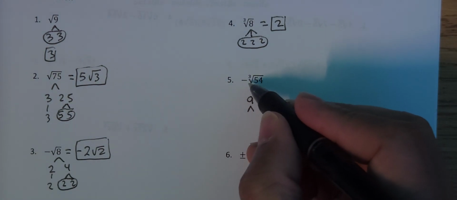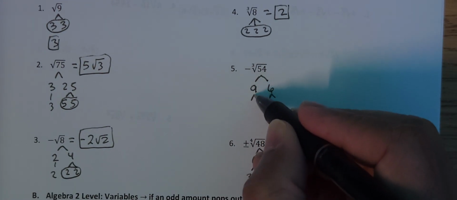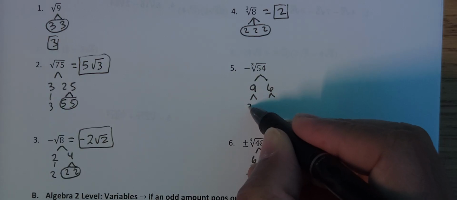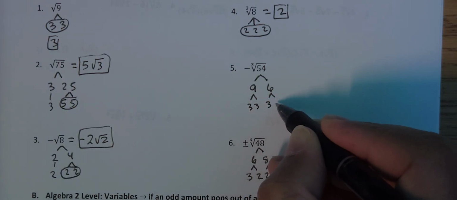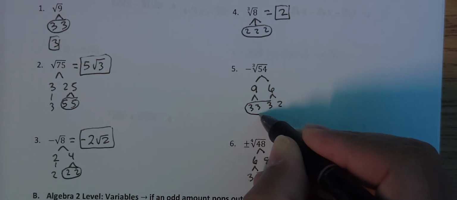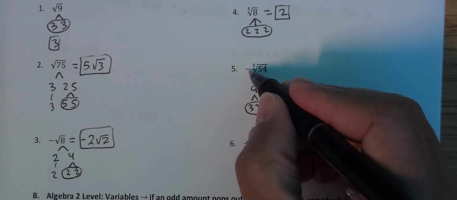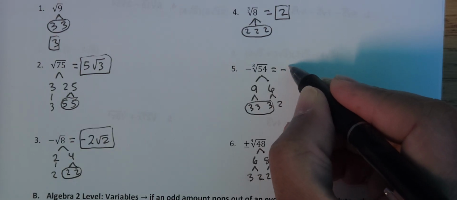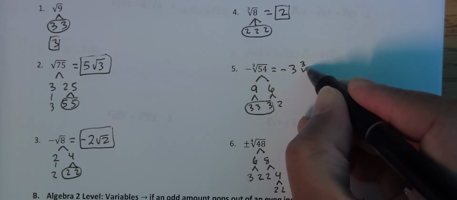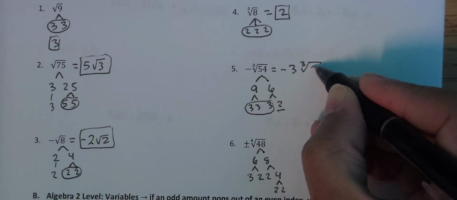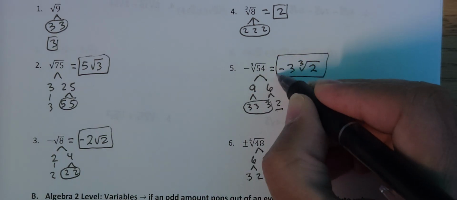Okay, next one, negative cube root of 54. 54 is the same as 9 times 6, but 9 is the same as 3 times 3, and 6 is the same as 3 times 2. Since we have three 3's, we can take a 3 out, but let's not forget that we have a negative outside. So this is negative 3 times the cube root of 2, and that 2 stays inside because there's only one of them. Okay, so that's the simplest radical form.